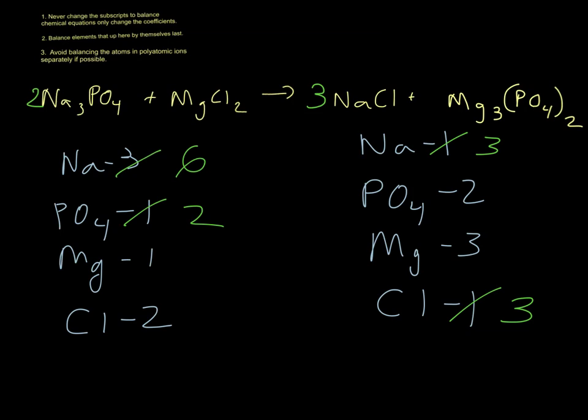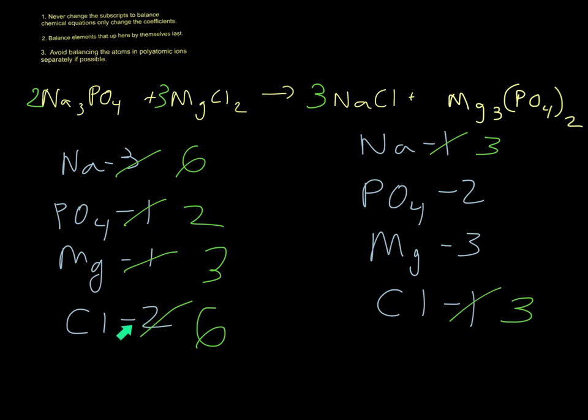I've got 3 magnesiums right here, 1 magnesium's right here. What can I multiply 3 by to get 1? 3. When I do that, that gives me not only 3 magnesiums, but it changes my chlorine count to 6. All right, so we start back at the beginning again because we're still not balanced.